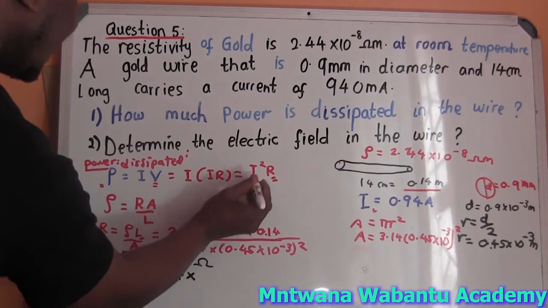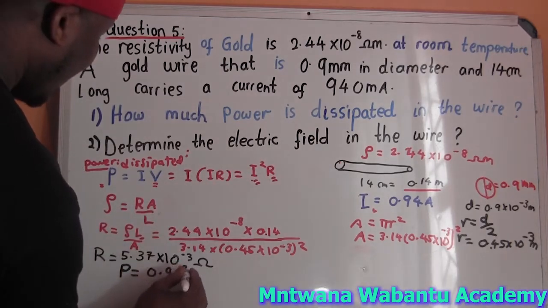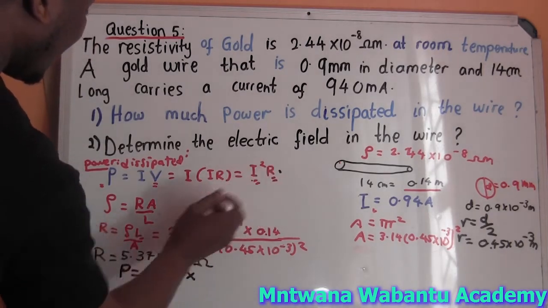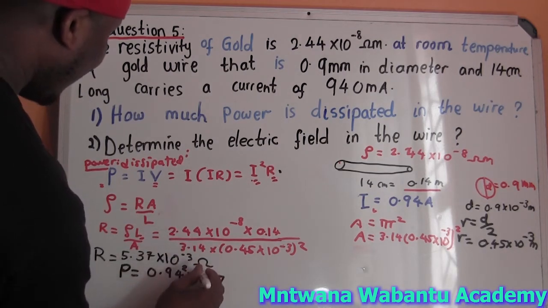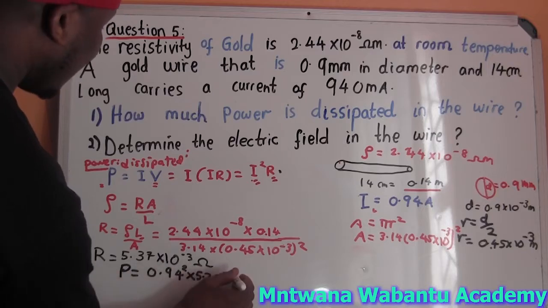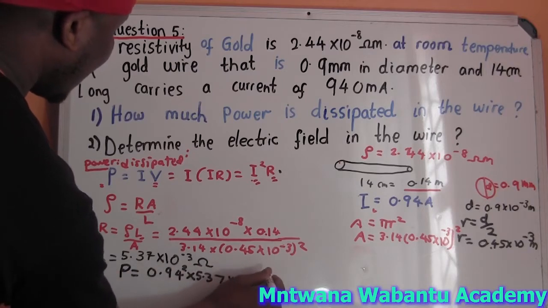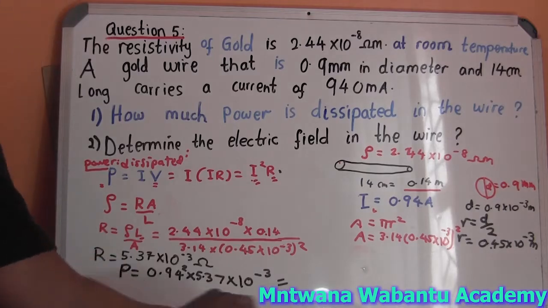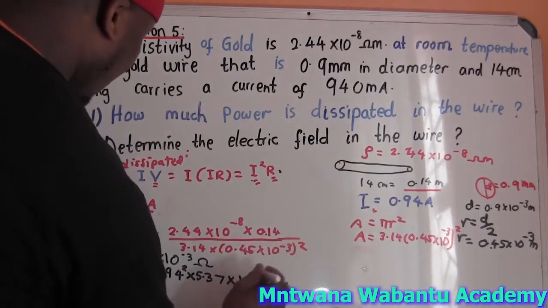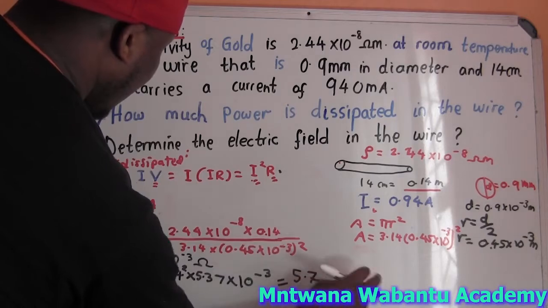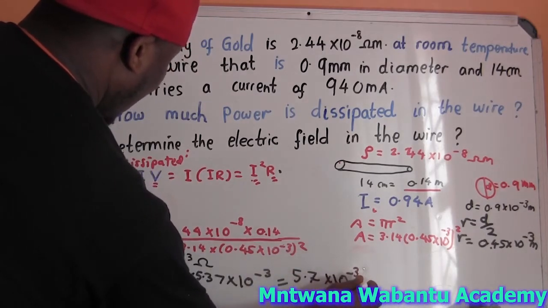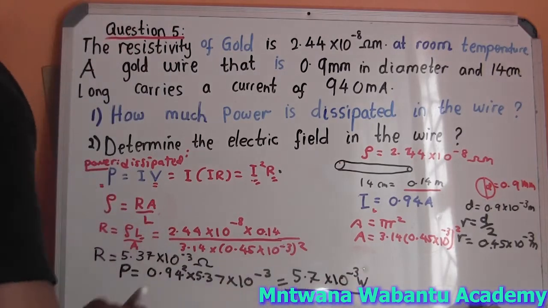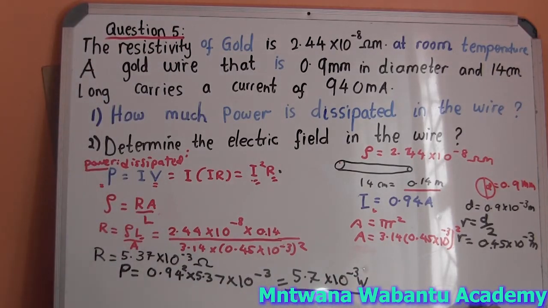But it's current squared. So this must be squared here, and then you multiply by the resistance, which we just got now, which is 5.37 times 10 power negative 3. So finally, what is our power? Our power is equal to 5.7 times 10 power negative 3 watt. Oh, so this is the power dissipated in the hole in the wire. Okay? So we already have the power.